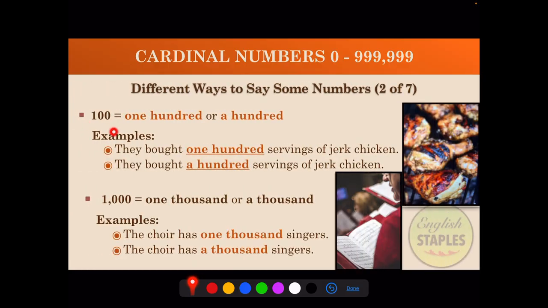Here's another number, one hundred or a hundred. Example, they bought 100 servings of jerk chicken. So this is the yummy jerk chicken. This is a very popular Jamaican dish.